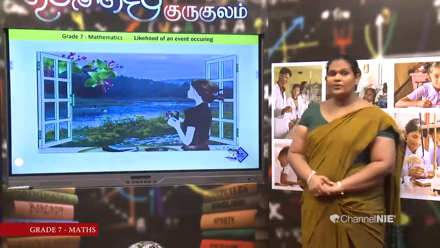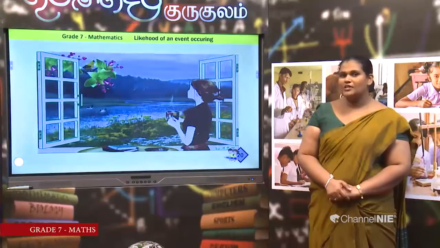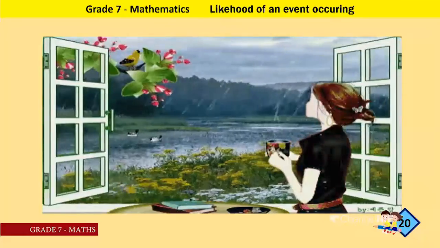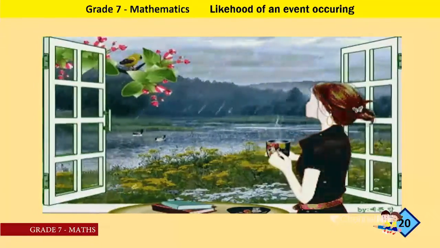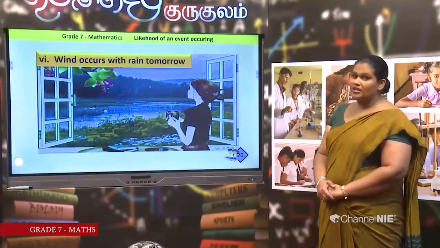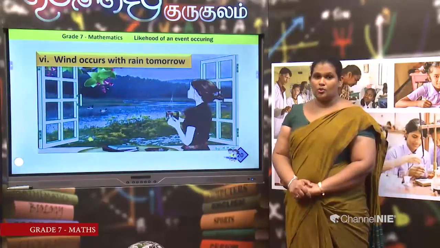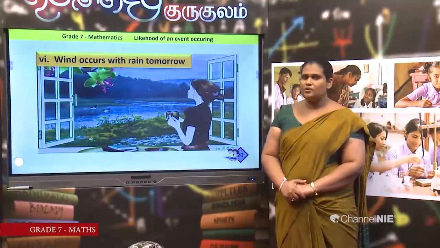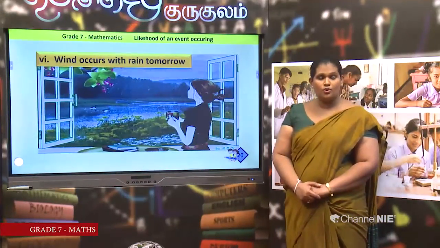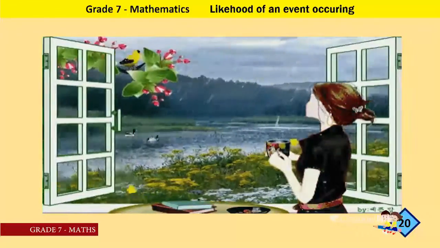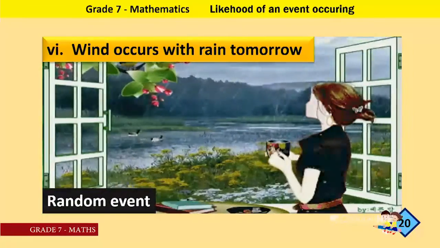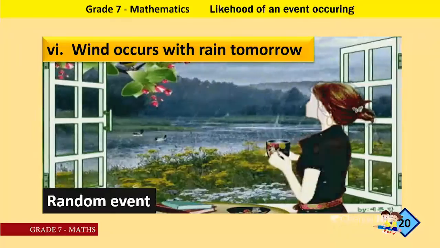Right. Here, look at the picture carefully. What can you say there? It's raining, isn't that so? And by looking at the windows, you can say there is wind. So, what is our event? Wind occurs with rain tomorrow. So, can you predict it? Can you say beforehand whether it's going to have a heavy rain with wind tomorrow? No, isn't that so? You might have a heavy rain with wind or you might not. Therefore, once again, it's a random event.